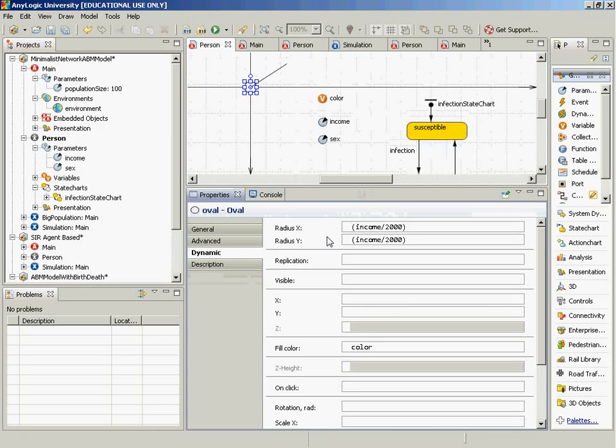Okay, so I have income divided by 2,000. That is why it shows as different sizes, because there's heterogeneity in income. Okay, and why is there heterogeneity in income? Where is that defined? Who remembers where that was defined? That was a parameter, and that parameter and the distribution associated with it was specified where? That's right, in the population which lives in Main.